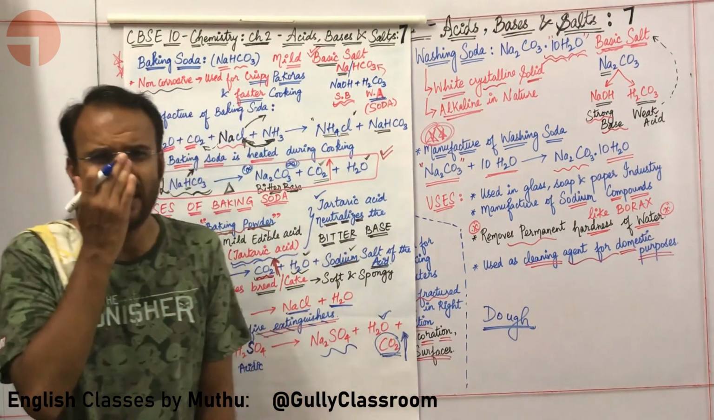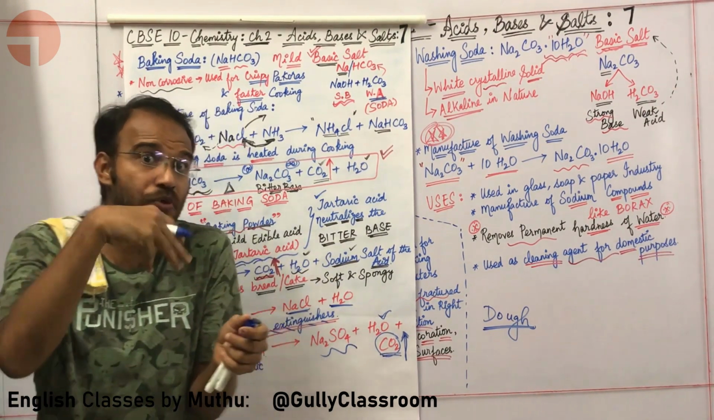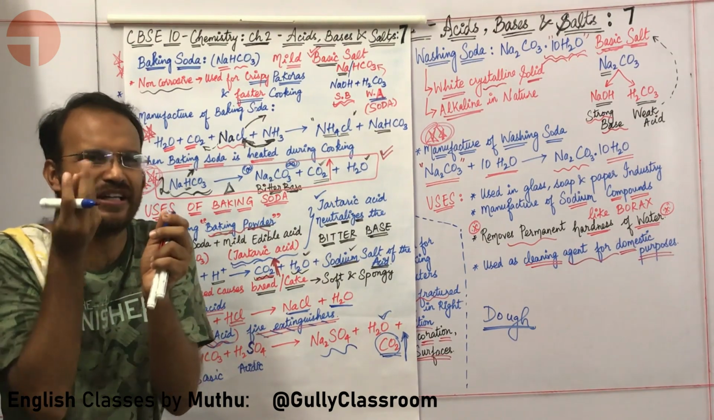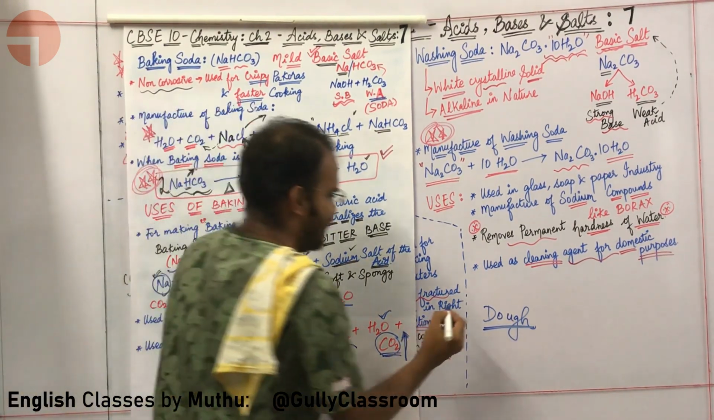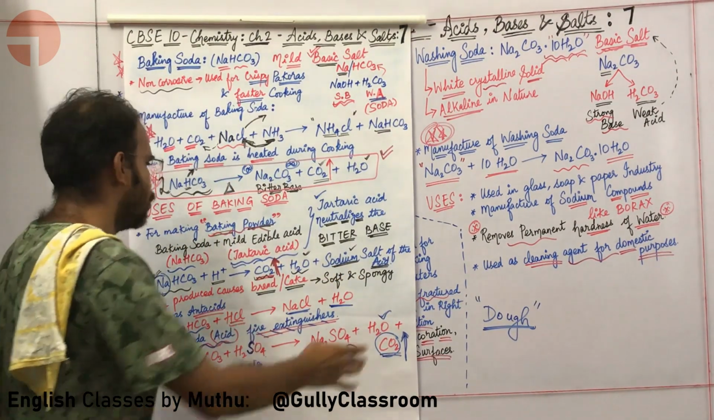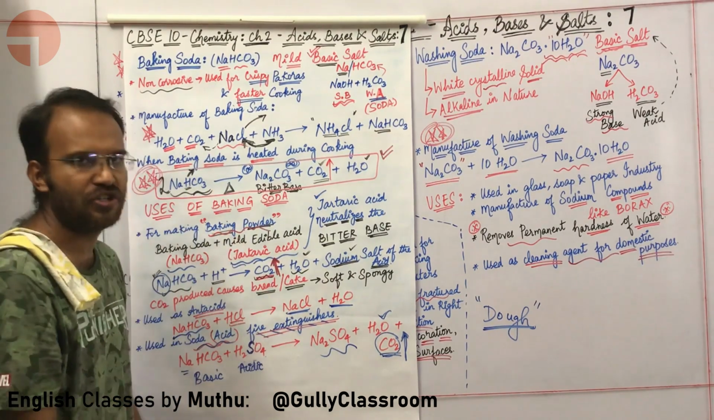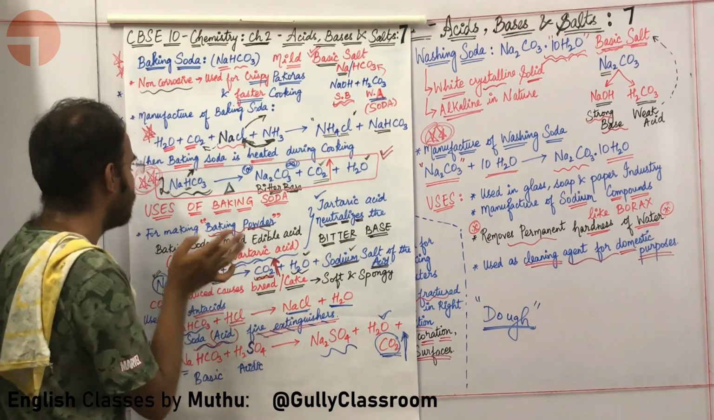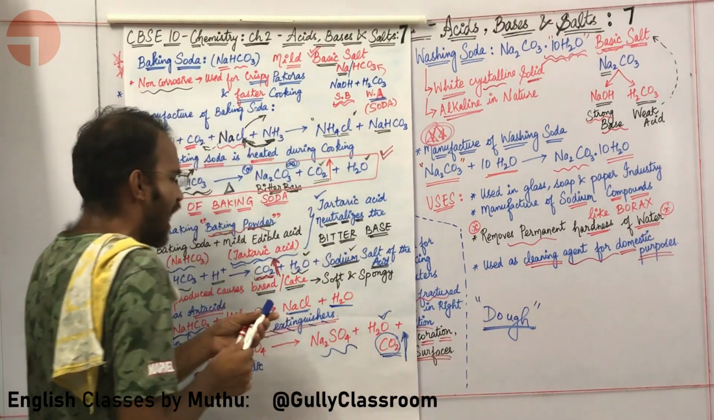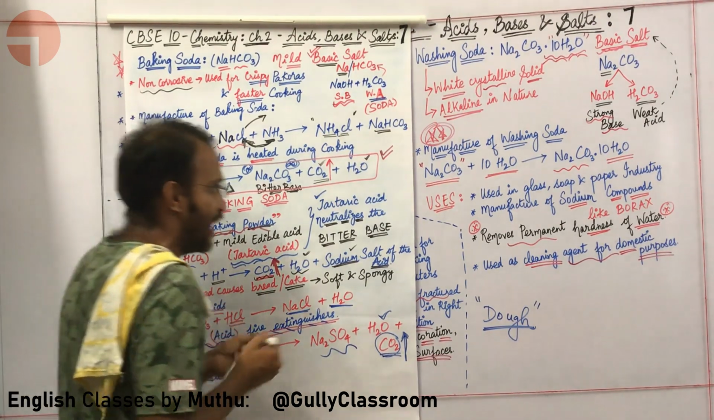What is duff, sir? Duff is basically maida or wheat flour that is mixed with water to form a tough, paste-like substance. That is basically duff. When we are having duff, what will you do? You will add baking powder, which is a combination of baking soda and tartaric acid, to the duff. And you will heat it. You will put it in a microwave oven and you will heat it.